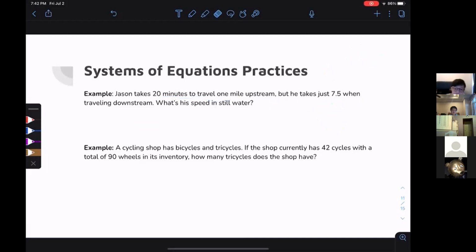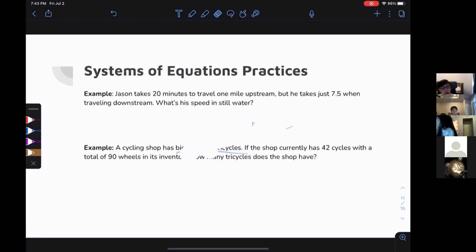And I hope that's clear for everybody how to set up this problem. For the second problem, just to give a hint on this one: a cycling shop has bicycles and tricycles only. So you know that the total amount of vehicles totals to the sum of the amount of bicycles plus tricycles.